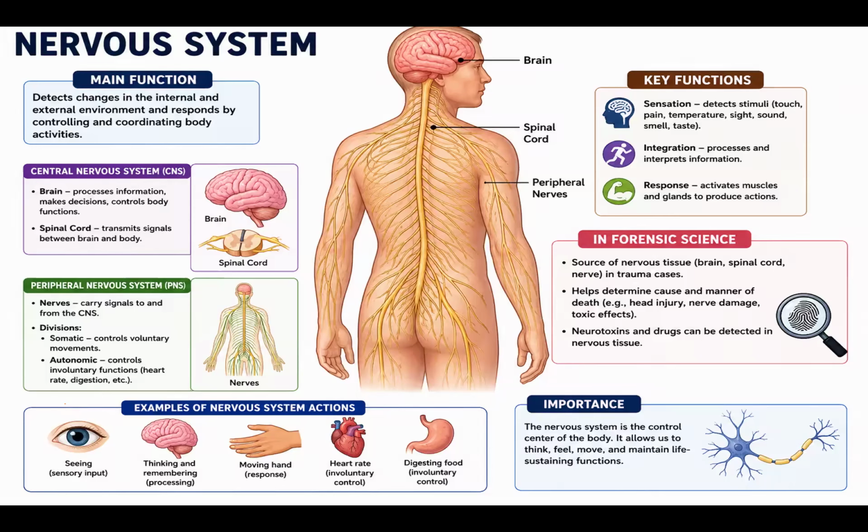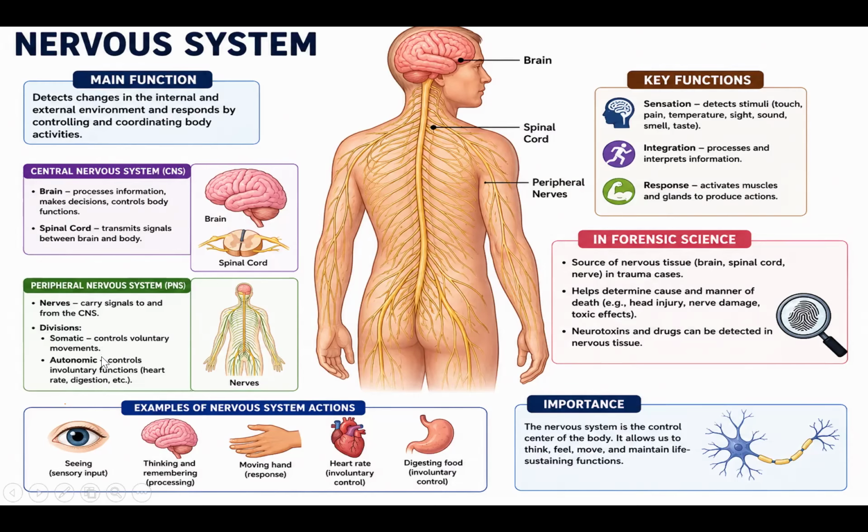Okay, so you can see a nervous system. Here you have a central nervous system. The brain processes information and helps us make decisions. Everything is done by your brain. The spinal cord transmits the signals between your brain and your body. And the peripheral nervous system consists of the nerves connecting your CNS, that is, your brain and spinal cord.